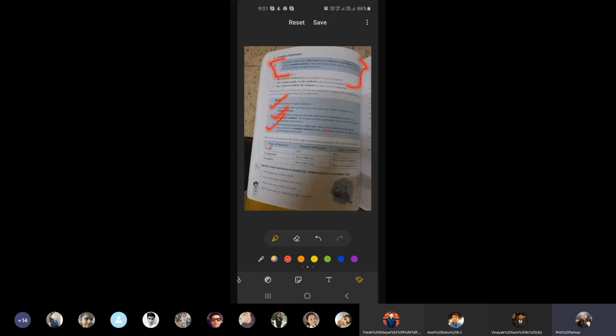Now, here they have given you a box and they have asked you that you can write CO for compound and CX for complex. But in the exam, you are supposed to write simple as simple, compound as compound, complex as complex. So please see that you write in full.